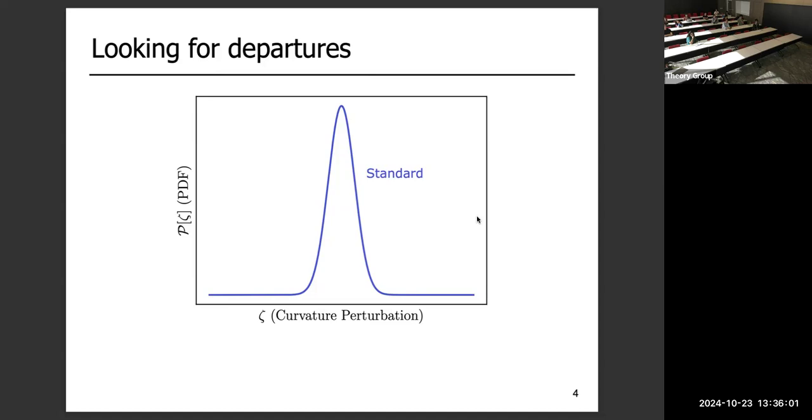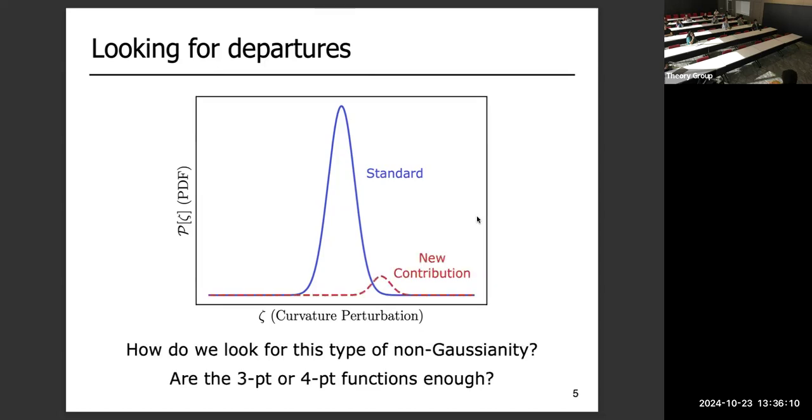Okay, but as I'll show in this talk, there can be rare processes during inflation which can modify the PDF. So for example, along with the standard contribution, which is shown in blue, there can be this dashed red contribution from some new processes. And that would, of course, make the entire PDF non-Gaussian, right? So if you were to add the red and the blue.